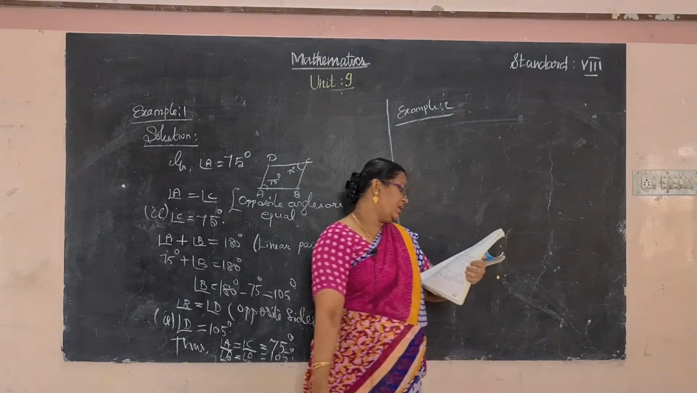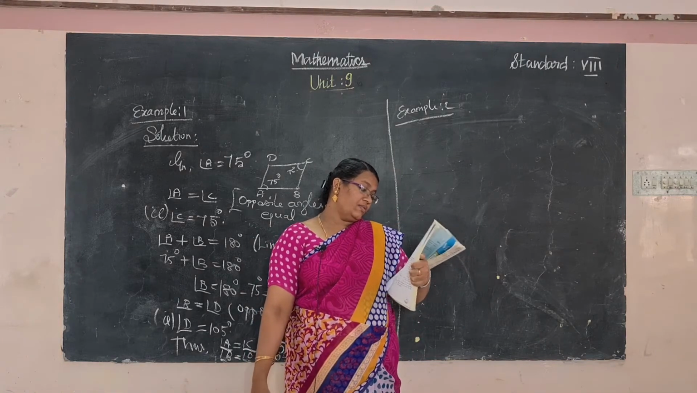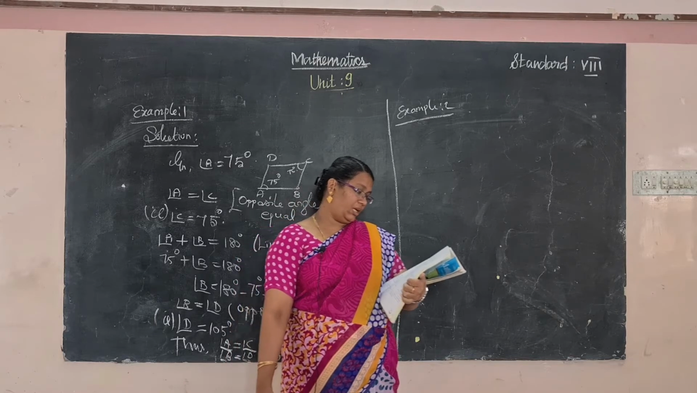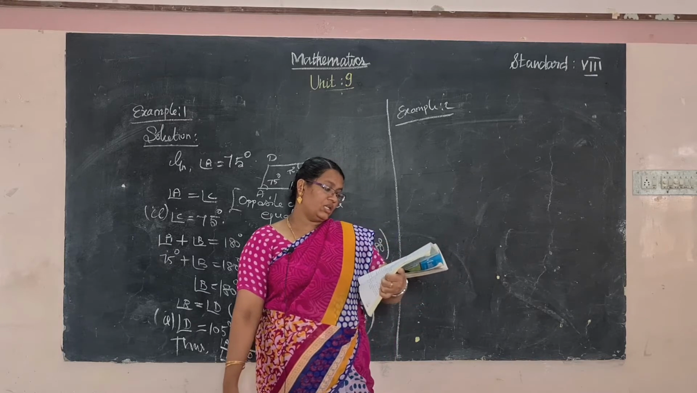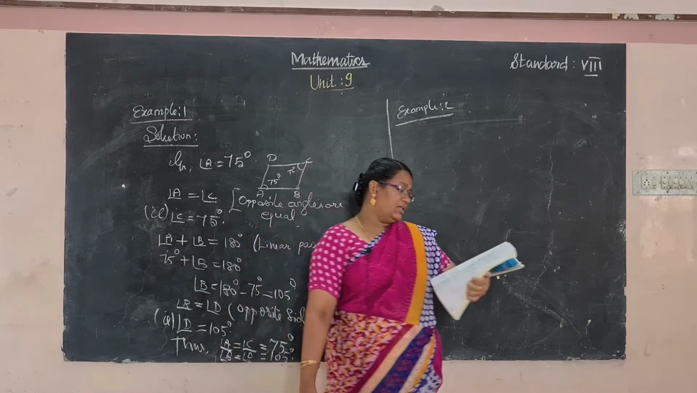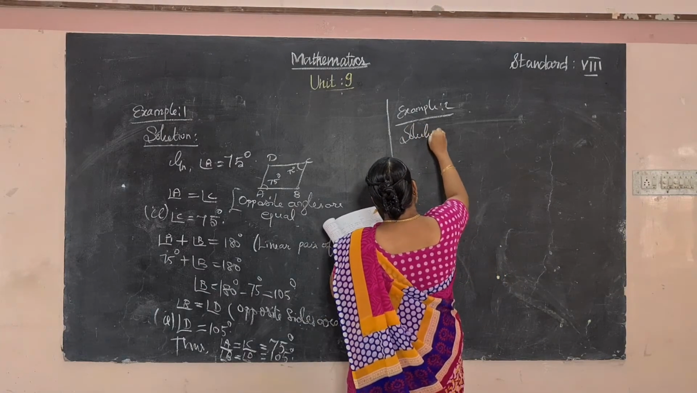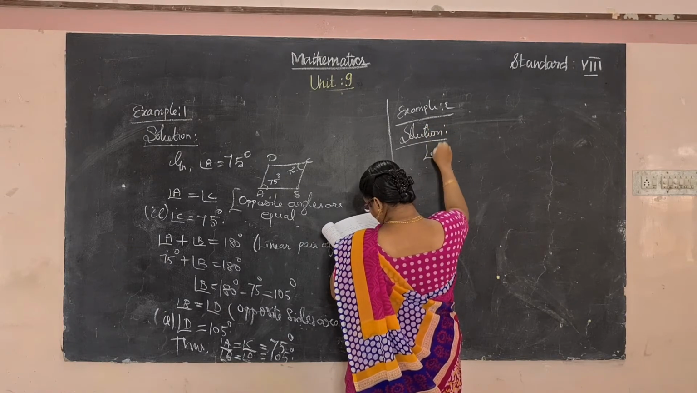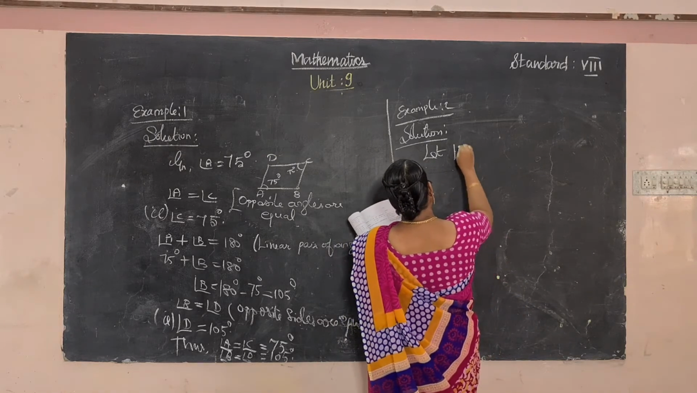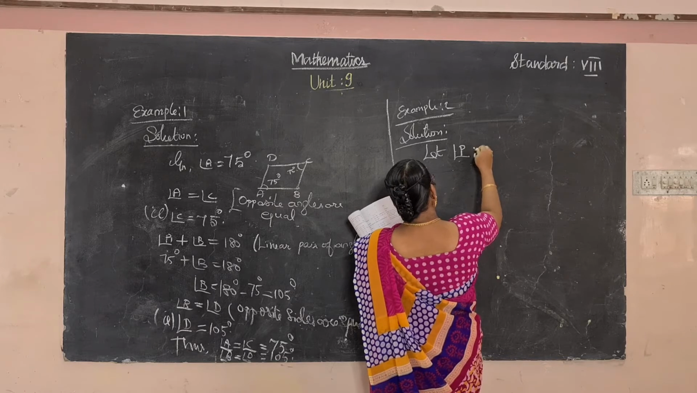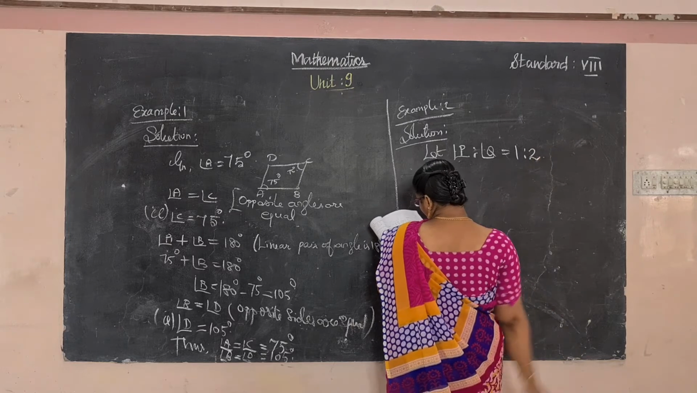Two adjacent angles of the parallelogram PQRS are in the ratio 1:2. Find all the angles of the parallelogram. So the ratio is given, and we have to find out all the angles. Solution: let angle P to angle Q be 1:2. We have considered this.